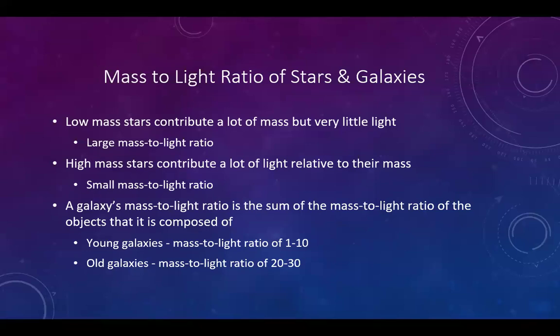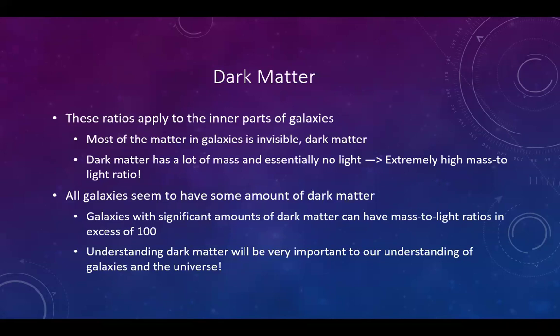It's 80 to 90% of the mass we're not seeing. So these ratios apply to the inner parts of galaxies. While most of the matter in galaxies is this invisible dark matter, it has a lot of mass and no light. So it has an extremely high mass to light ratio. And all galaxies seem to have some amount of dark matter. Galaxies with significant amounts of dark matter can have mass to light ratios in excess of 100.